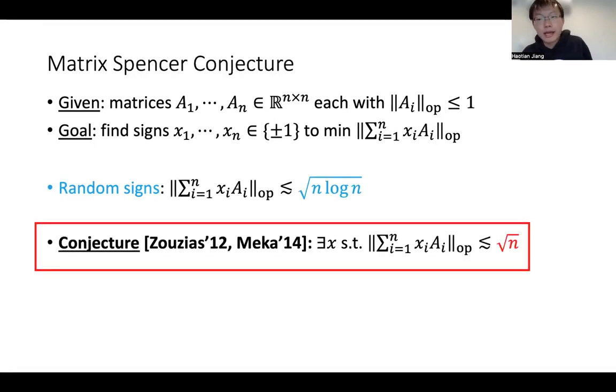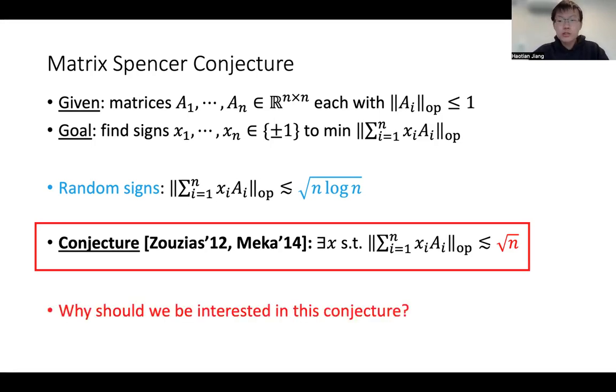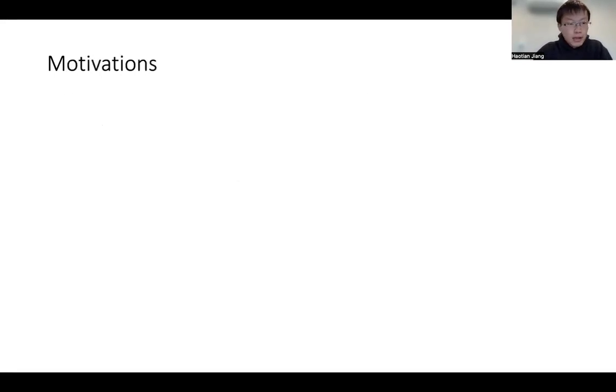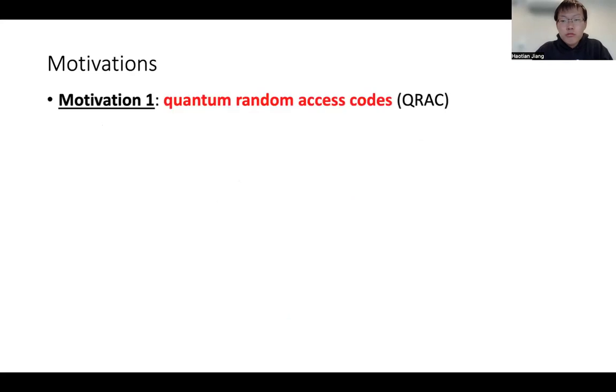Similar to Spencer's setting, it was conjectured independently by Zouzias in 2012 and Meka in 2014 that this extra square root of log n can be removed. So it is conjectured that there should exist a coloring whose discrepancy is on the order of square root of n. Okay, so why should we be interested in this matrix generalization of Spencer's result? I will discuss two main motivations.